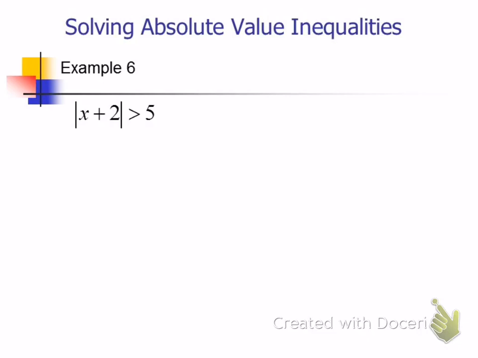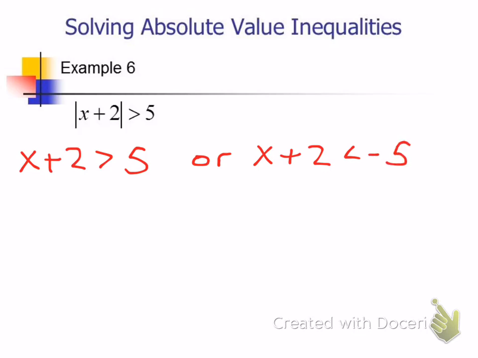Somebody read this using the definition of absolute value. The distance from 0 of x plus 2 is more than 5, right? The distance from 0 is more than 5. This means it can be greater than 5 or less than -5. So when we split this, that's exactly what we're going to do. We're going to split this into two inequalities. X plus 2 in this instance has to be greater than 5, or x plus 2 has to be less than -5. Because our distance from 0 is more than 5. That means it's got to be to the right of +5 or to the left of -5.